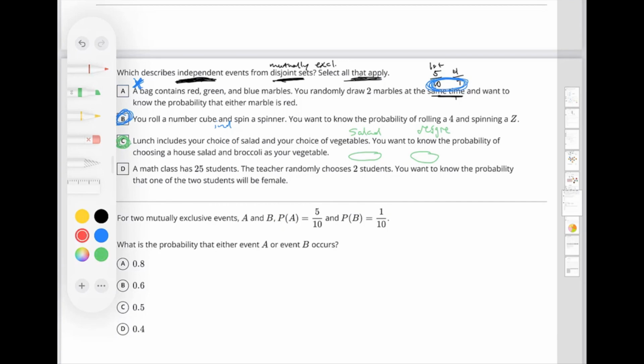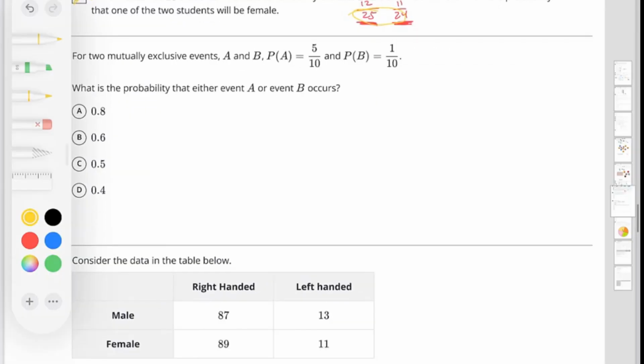Okay, and D, a math class has 25 students. The teacher randomly chooses 2 students. You want to know the probability that one of the 2 students will be a female. Well, if you choose one, and let's just say there are 12 females in the class, the first probability is 12 out of 25, but once you pick that person, you can't pick the same person. So you'll notice that my numbers here are not the same. So it can't be D. Your answers are B and C.